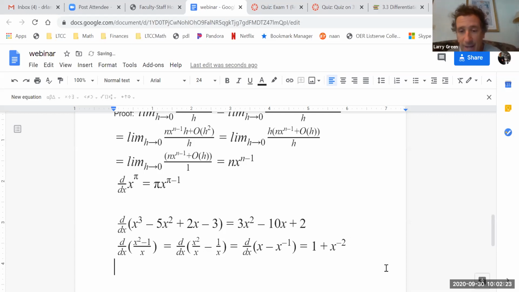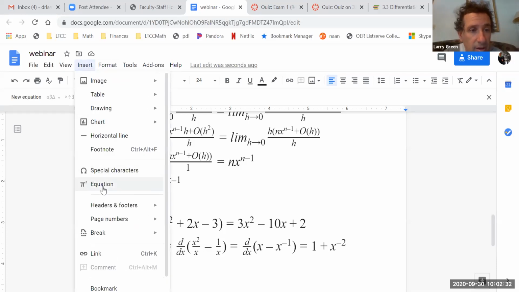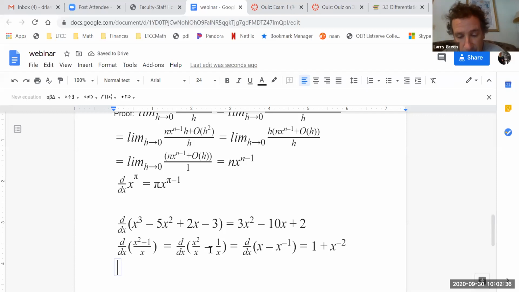Let me do one more before I talk about the test. Let's suppose we have an x to the n, and we want the nth derivative of x to the n. When you have parentheses with an n, that means the derivative, so we're going to take n derivatives. How do we do that? Any thoughts?